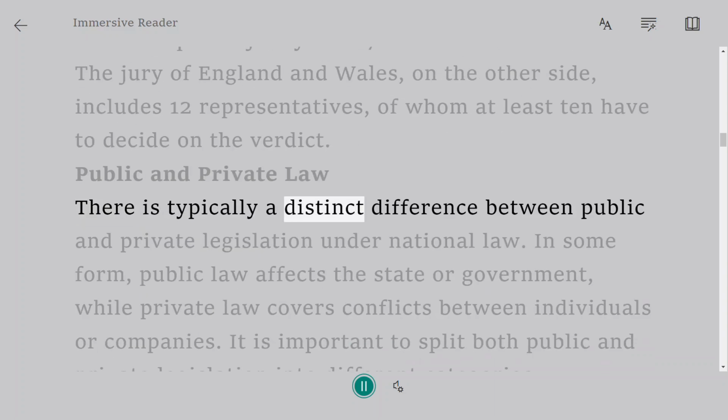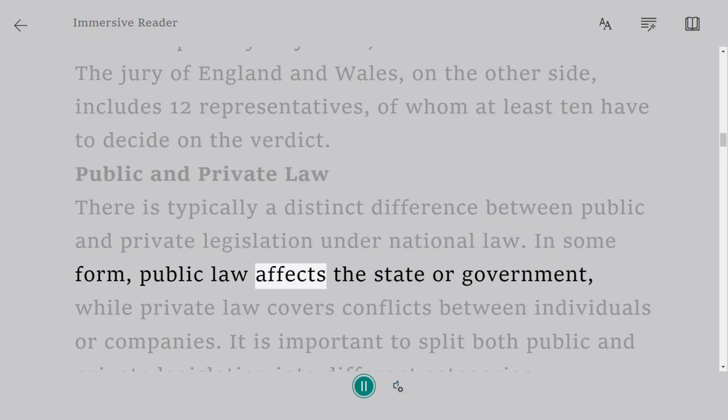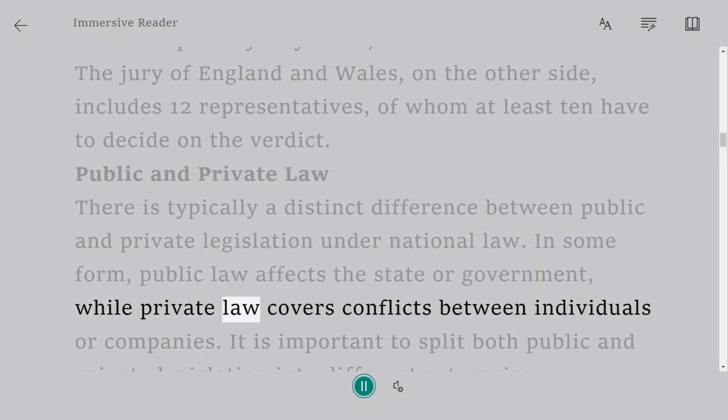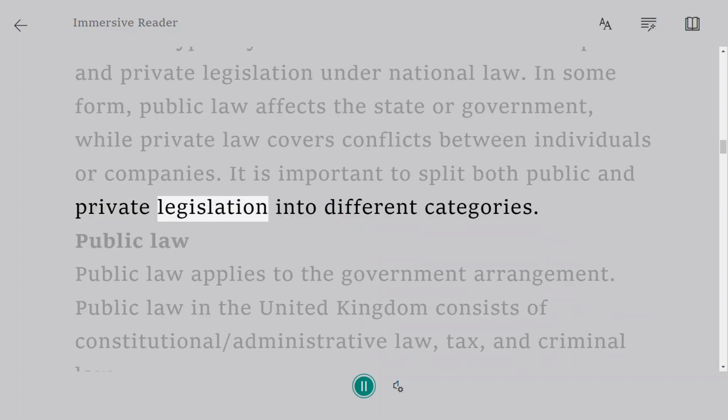Public and private law. There is typically a distinct difference between public and private legislation under national law. In some form, public law affects the state or government, while private law covers conflicts between individuals or companies. It is important to split both public and private legislation into different categories.